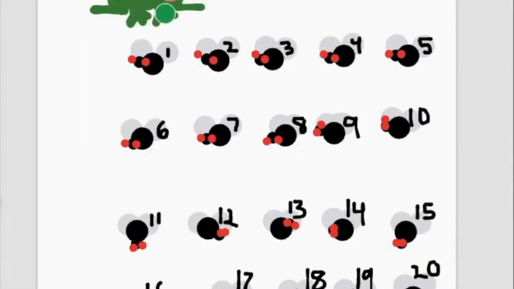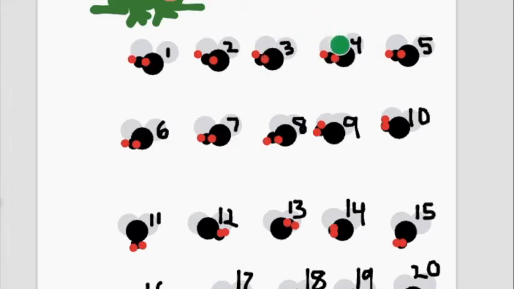Now let's hop on over here. We're going to help this froggy eat some flies. He's very hungry. So he's going to eat this fly first. That's one fly. One more than one is two flies. One more than two is three flies.